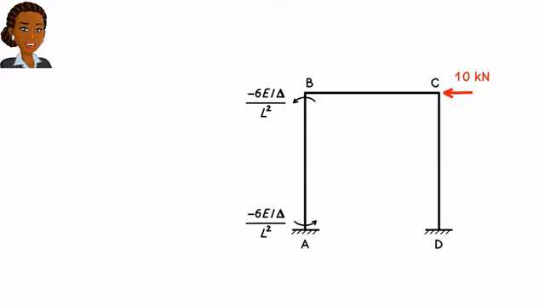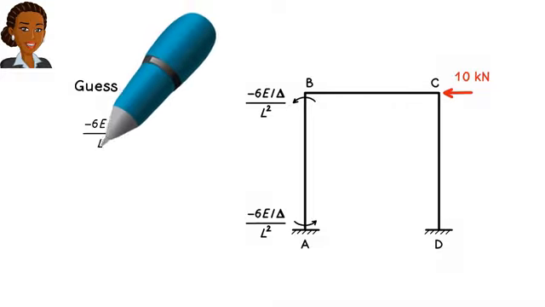What are we going to guess? We are going to guess a value for delta. This guess will allow us to compute the fixed end moments, which in turn lets us start the moment distribution process to analyze the frame. Since we are guessing at this stage, we could pick a value for delta that would give us a round number for the fixed end moments, like -10 kilonewton meters.